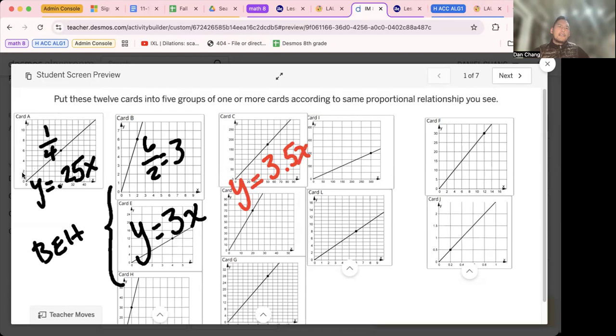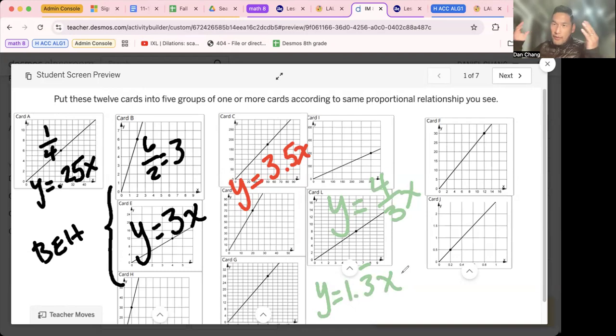And then cards I and J go together. They have a slope of y equals 4/3 x. If you used your calculator, that would be y equals 1.3 repeating. That little bar means the 3 goes on forever. Y equals 1.333 forever going on times x.